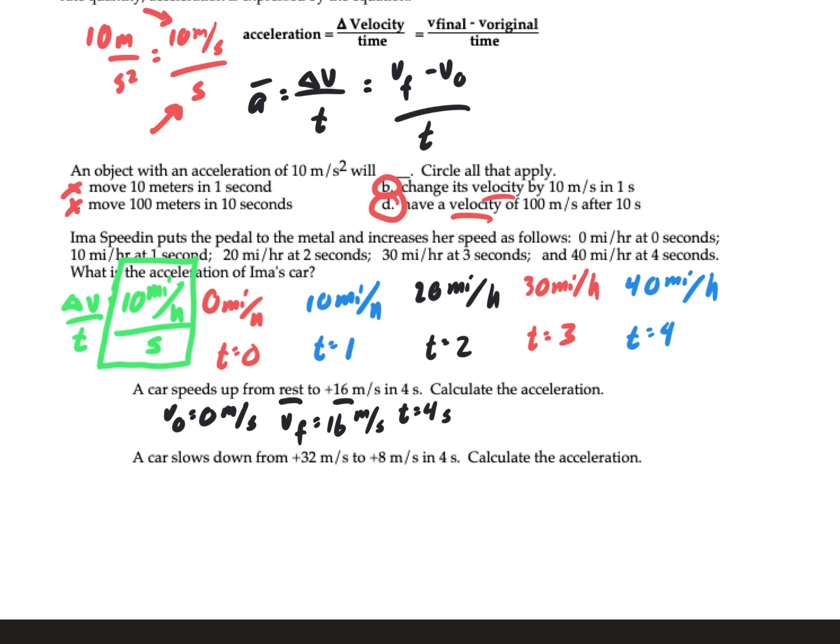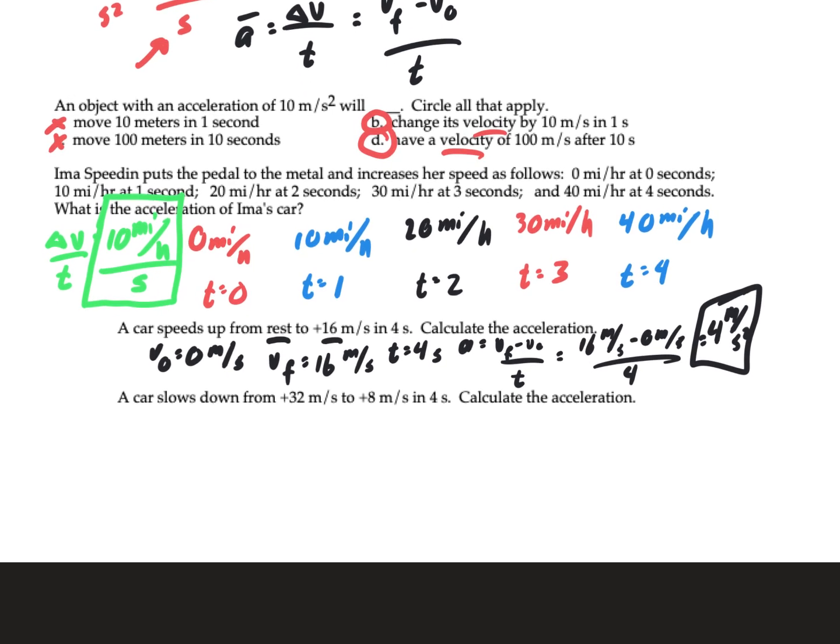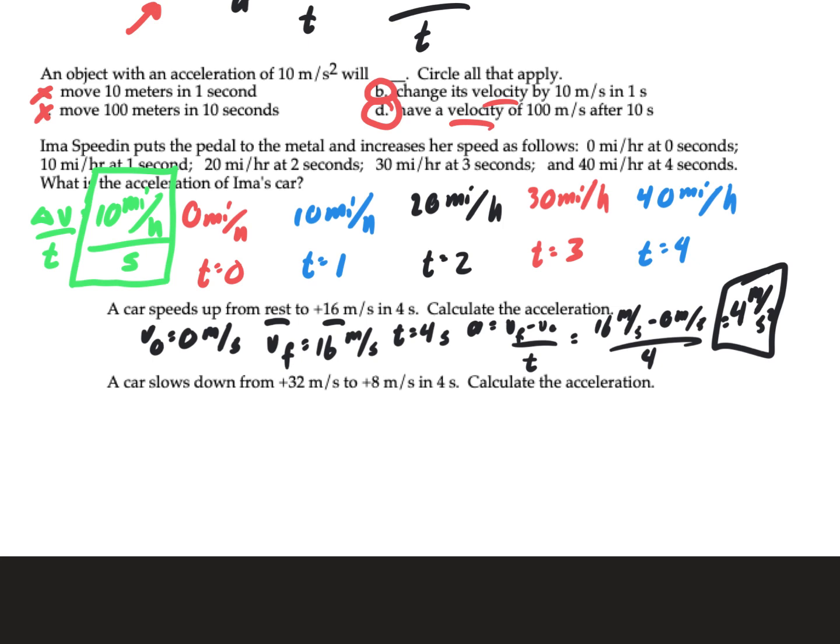So I'm going to plug this into my equation that I have up here. Remember, acceleration is Vf minus V naught over t. Plugging everything in: 16 meters per second minus 0 meters per second, all divided by my time, which is 4. And I get 4 meters per second squared for my acceleration for that particular problem. Kind of makes sense.